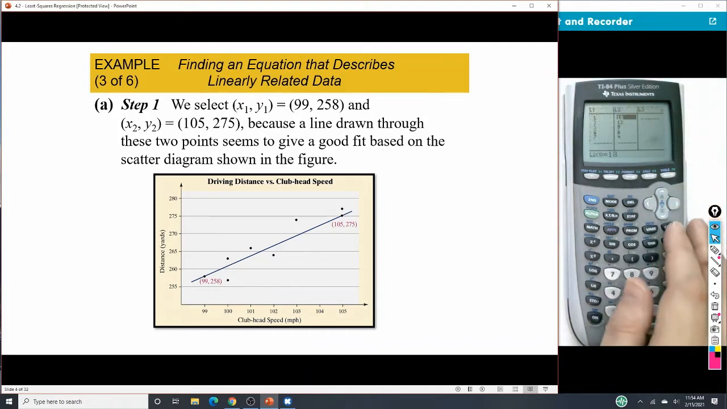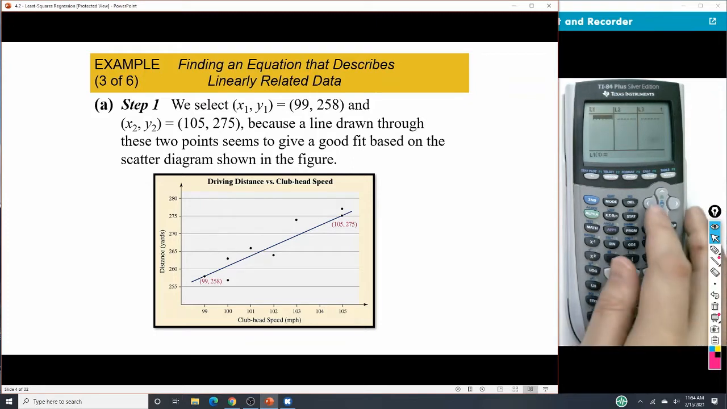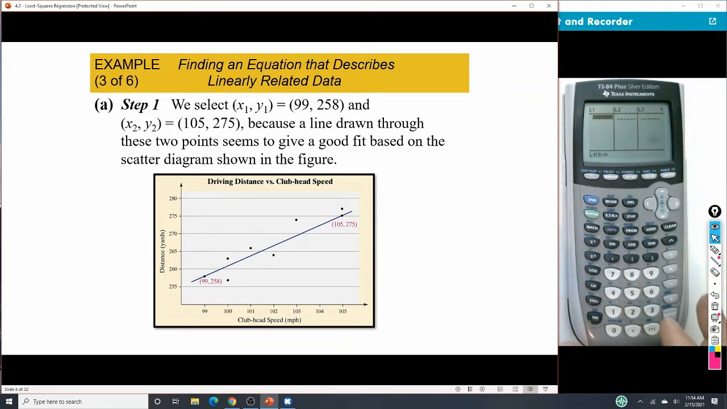First, we need to edit. So number 1 here, let's clear out our columns. Now in our L1, we want our X values. So our X values here are 99 and 105. And then in our L2, we need our Y values. Now you need to match up. For 99, we had 258, and for 105, we had 275.